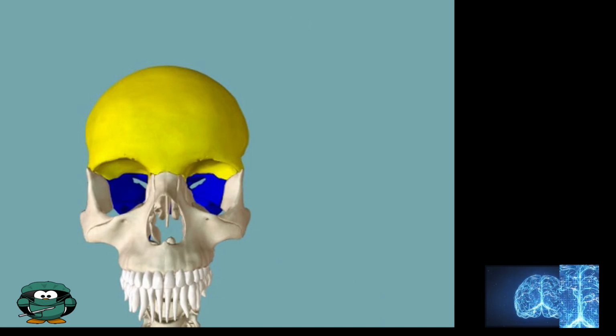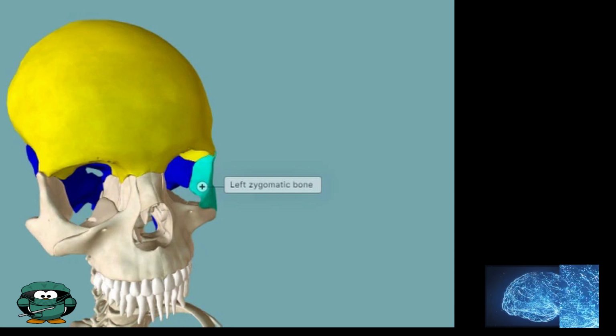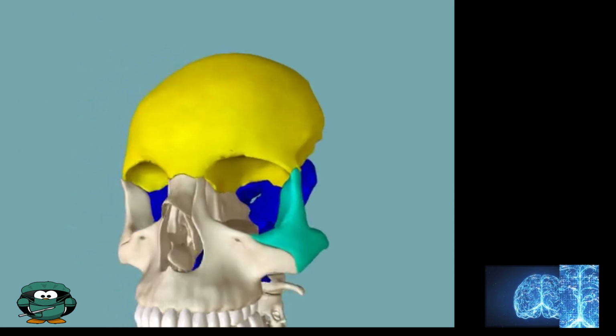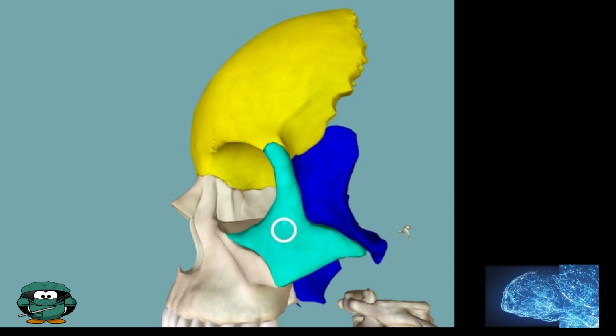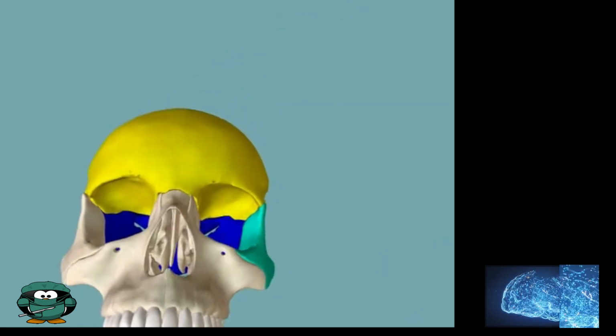The other part of the lateral wall is formed by this bone, and this bone is the zygomatic bone. The lateral wall is formed by the zygomatic bone and the sphenoid bone, as you can see over here, the greater wing of the sphenoid bone and the zygomatic bone. So the frontal process of the zygomatic bone will form the lateral wall of the orbit here.